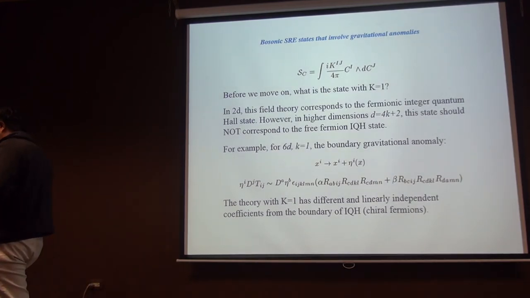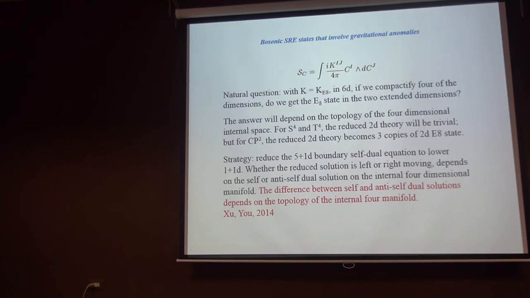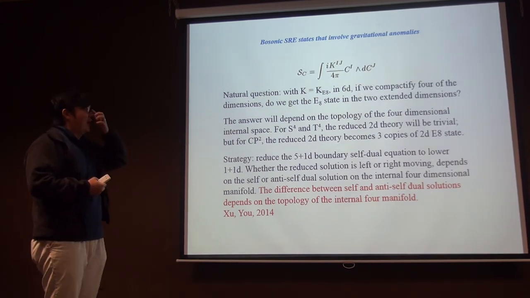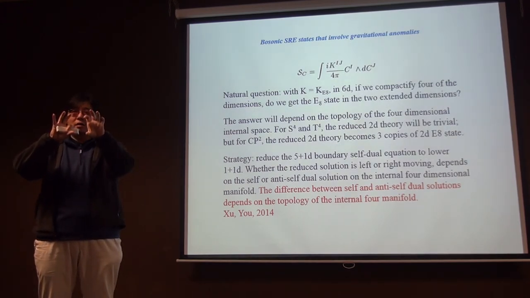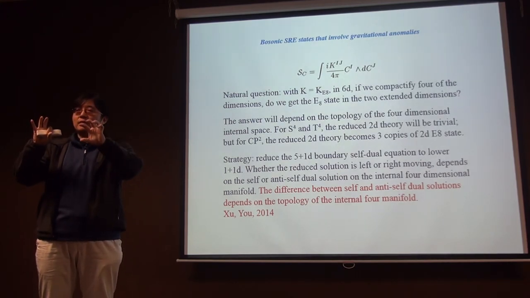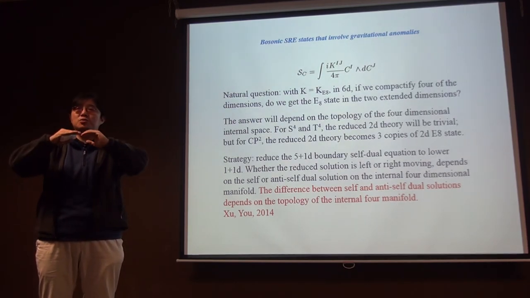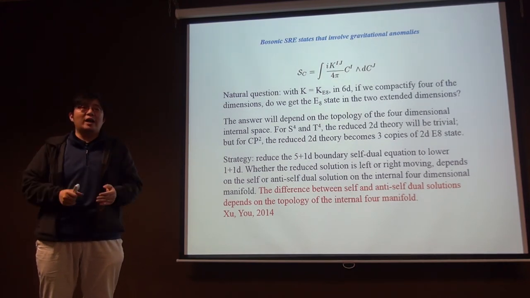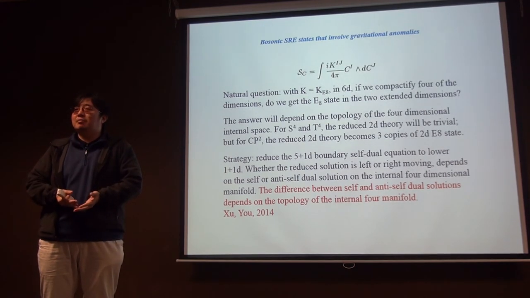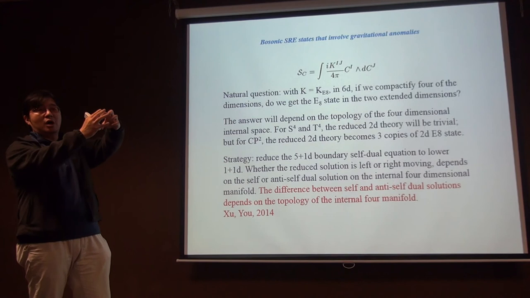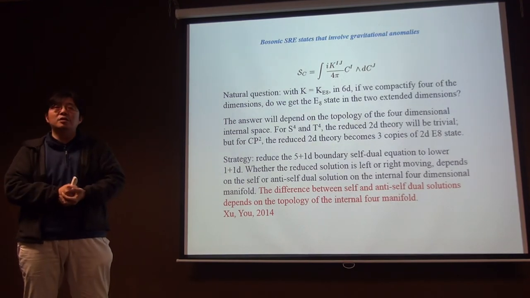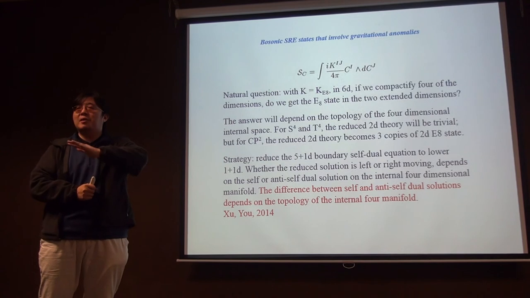Something very special. I don't know what name I should give it, but it's not the same fermion state we saw before. Another natural question we can ask is this. In 6 dimensions, we have this state described with this theory. But if I compactify 4 of the dimensions and leave 2 dimensions extended, what kind of 2-dimensional state do I get after this dimensional reduction? For example, I make the 4 dimensions into a torus or sphere or whatever you want to imagine.